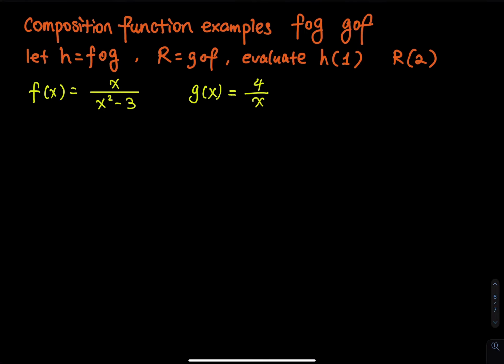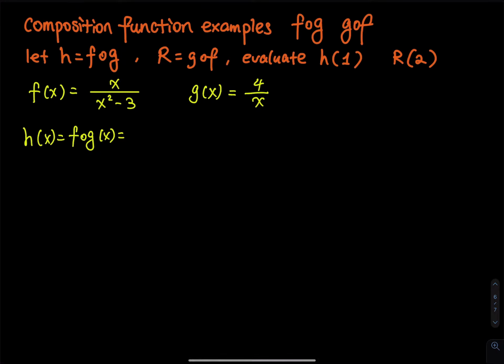We have two functions, function f and function g. Let's find f of g and g of f, and then we do a function evaluation. So first of all, I let h equal f of g. So let's start. We have h of x equals f of g of x, right?